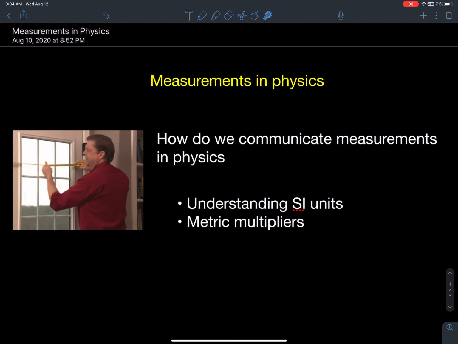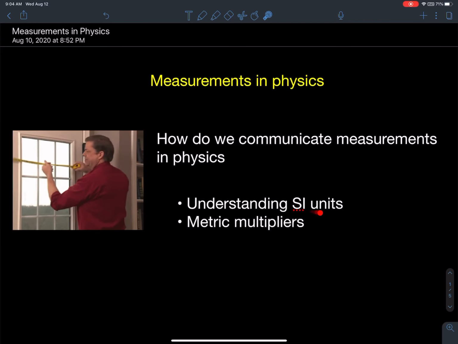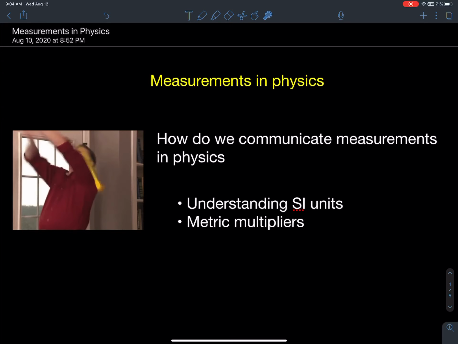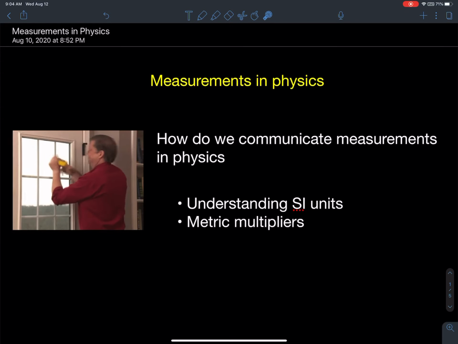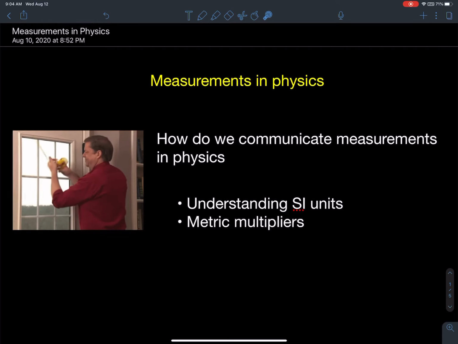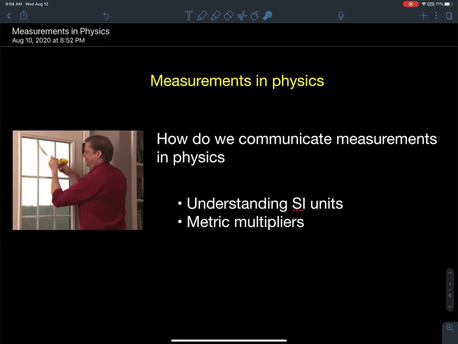So what you would have done in your reading is you would have learned a little bit about our common measurements that we've decided upon called SI units. And then another thing that we need to be able to do is understand how to use common metric multipliers such as kilo or giga. How do we apply that to SI units in order to be able to do unit conversions? And that's what we're going to be doing in today's little lessons.